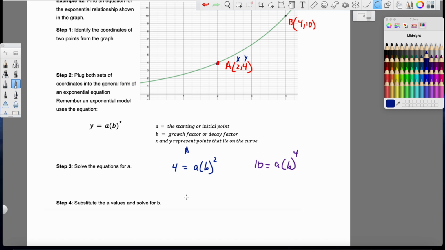All right. Now we just did step 2. On step 3, we're going to solve the equations for a. So I'm going to divide by b squared on both sides of this one, and on this one, I'm going to divide by b to the fourth on both sides. And so now I've got a equals 4 over b squared, and in this one, a equals 10 over b to the fourth.